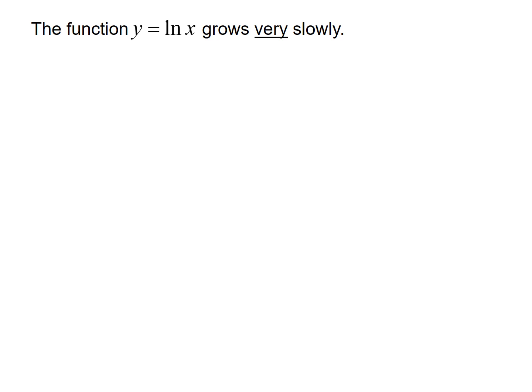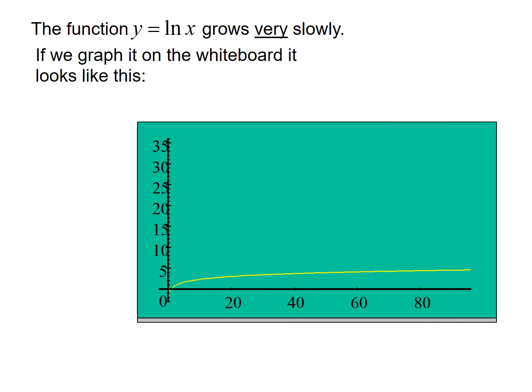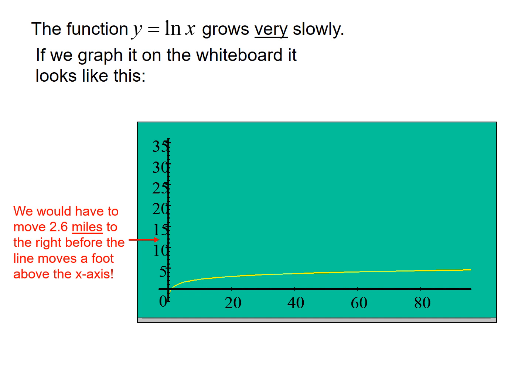All right, the function y equals natural log of x, that grows very slowly. If we graphed it, it's the inverse of e to the x, so we would have essentially these same comparisons. Before we made it 12 inches or 1 foot up the y-axis, we would have to go 2.6 miles out to the right in the x direction.